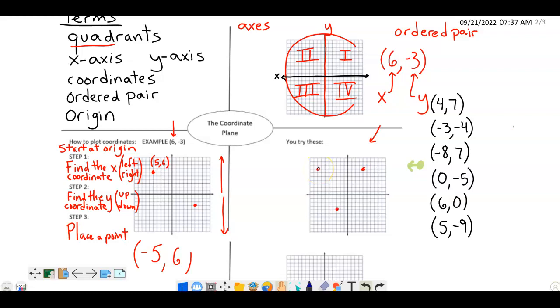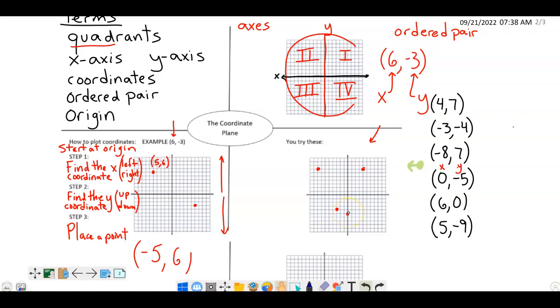0, -5. That means on the x-axis, I'm going to go to the 0. So I'm moving left or right to the 0. Where's the 0? I'm on the 0. So I don't move anywhere. So remember, my x number is 0. That means I'm already on the 0. Now I have to move to -5 on the y, which is going down right there.